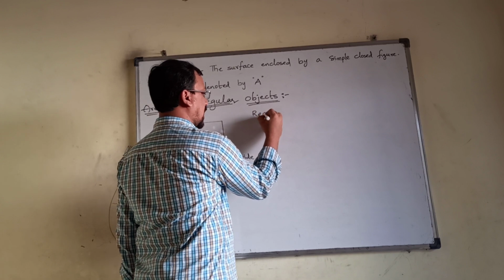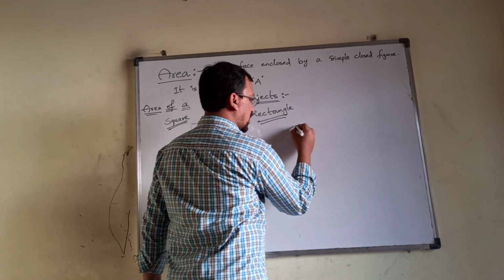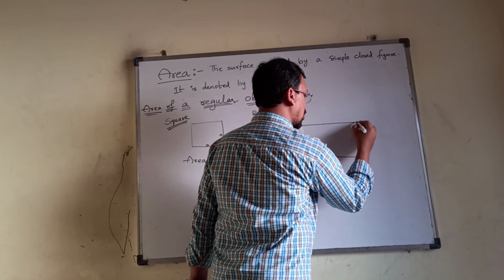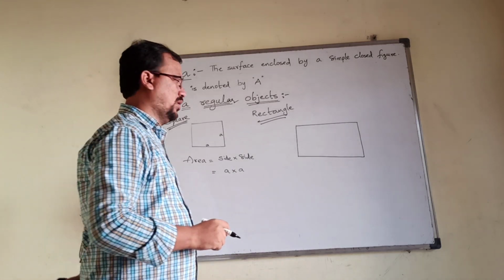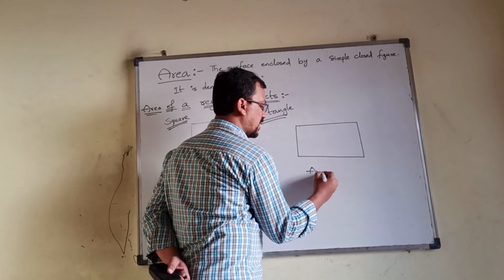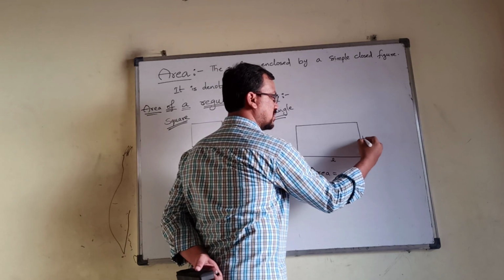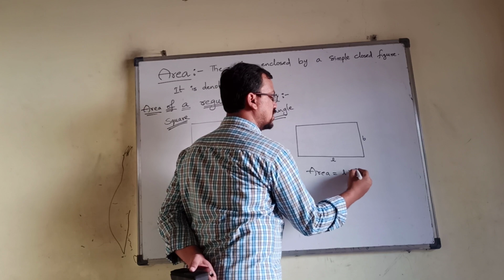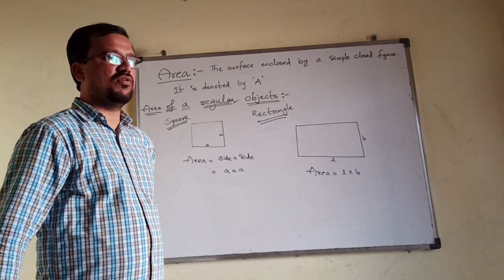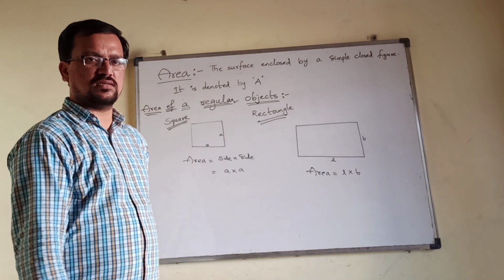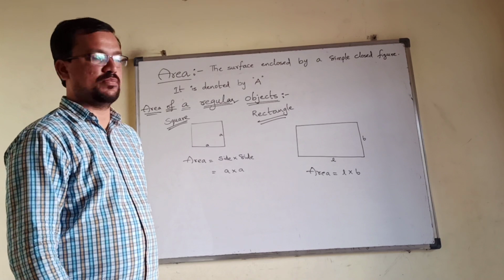What about a rectangle? A rectangle is a four-sided simple closed figure in which two adjacent sides are not equal. In this, the area is taken by the length and the breadth. Length into breadth is taken as the area of the rectangle. In today's class we are going to discuss some more regular objects.